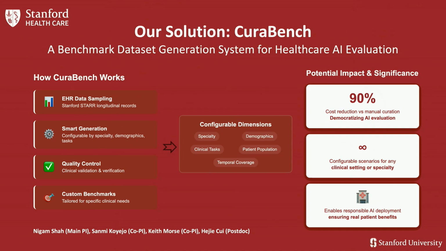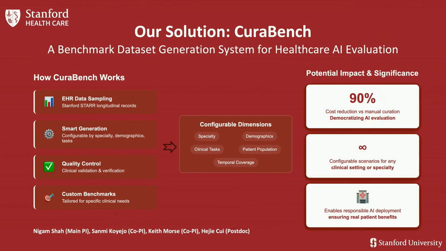First of all, we do the EHR sampling. For example, we can take the STARR OMOP data from Stanford Hospital, which contains longitudinal records that span years for real patient datasets. With this as the grounding, we then use a group of prompting methods to create a configurable system that can generate benchmarks, or datasets, from the real-world patient records.